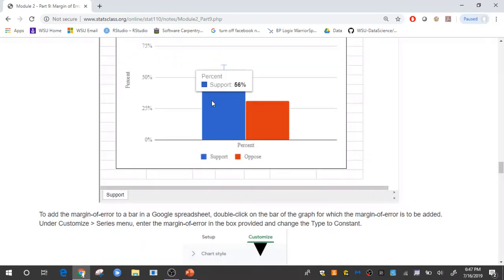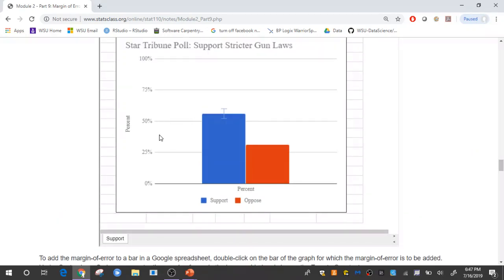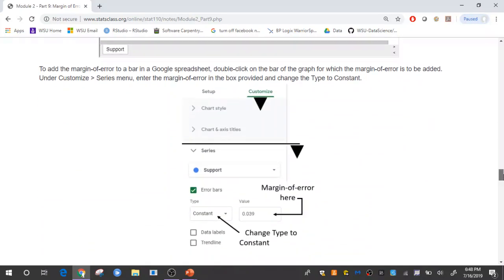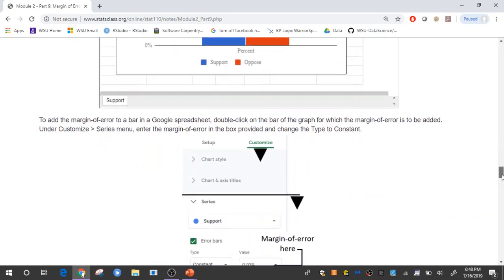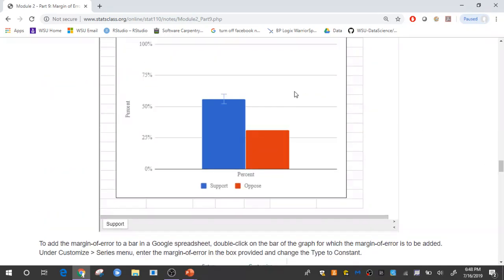You can quite easily add that margin of error to this bar. So this is the bar for support here. Again, it's at that 56%. So I show you here, I just give you a little screenshot of how you can add that margin of error bar to your bar graph if you'd like. I'm not going to show you that here. I'm not going to ask you to do that on a homework. So I'll just skip over that. But it's pretty easy to add that margin of error bar to the top of those bars.